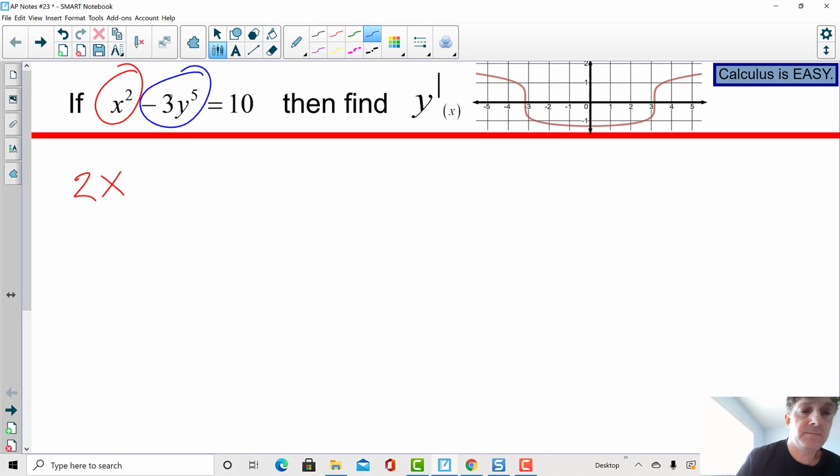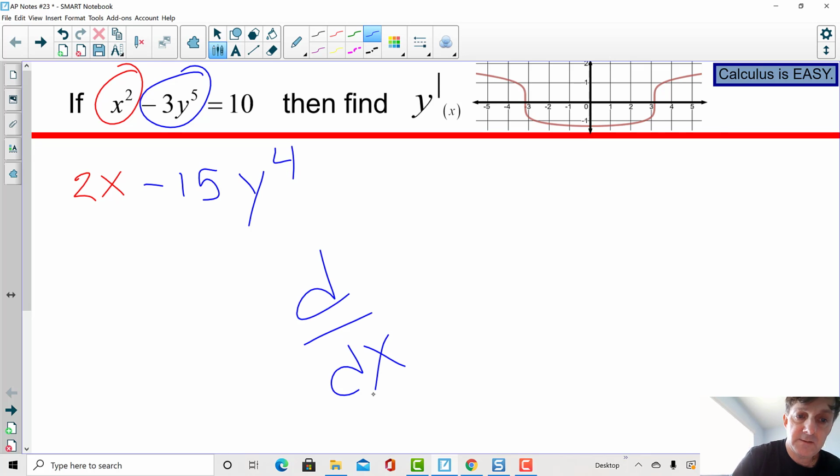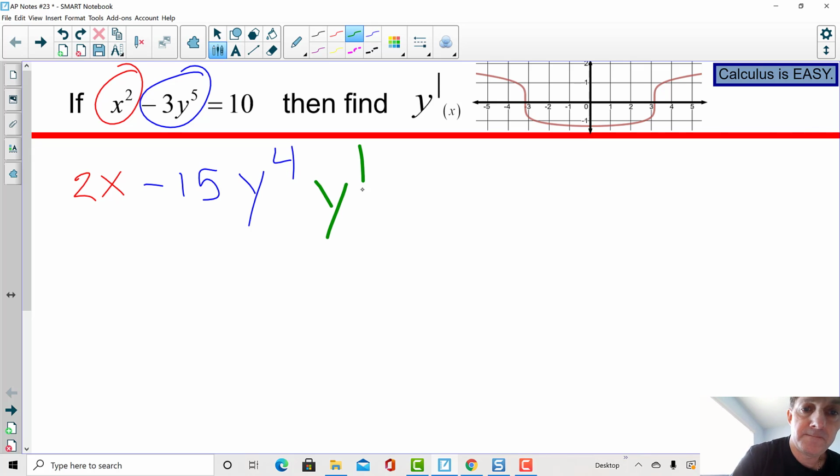Derivative of the second piece, the 5 comes down. 3 times 5 is 15. The new power is 4, but we're doing d dx, and this is a y. So we're going to have to put a y prime piece here. Now don't be worried about that, because we need to solve for y prime, and now we have a y prime. So that's actually a good thing. Derivative of 10 is 0.